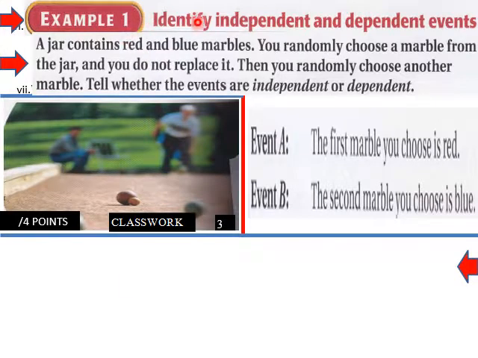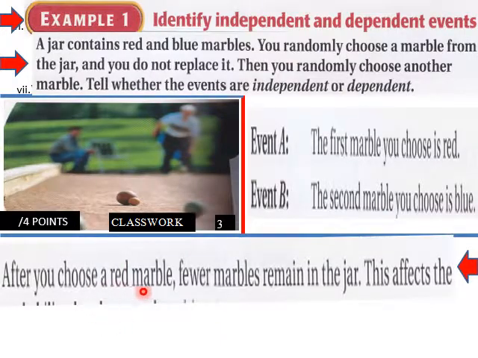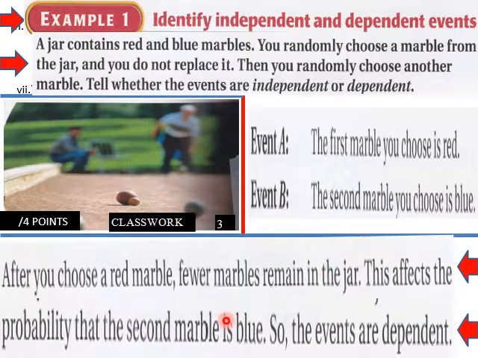Okay, example 1. Identify independent and dependent events. A jar contains red and blue marbles. You randomly choose a marble from the jar and you do not replace it. Then you randomly choose another marble. Tell whether the events are independent or dependent. Event A, the first marble you choose is red. Event B, the second marble you choose is blue. After you choose a red marble, fewer marbles remain in the jar. This affects the probability that the second marble is blue.